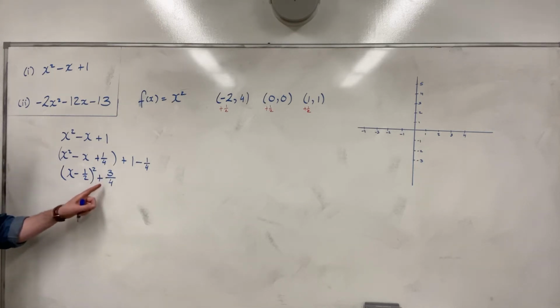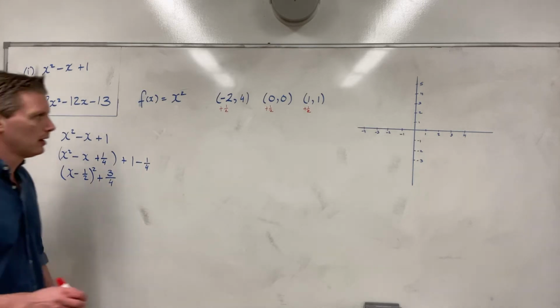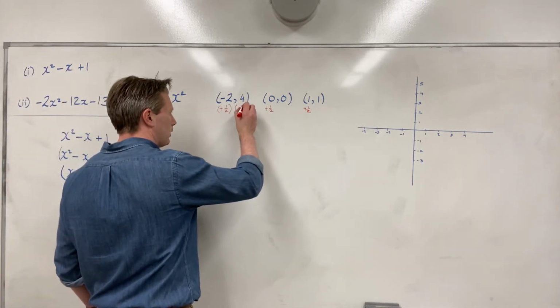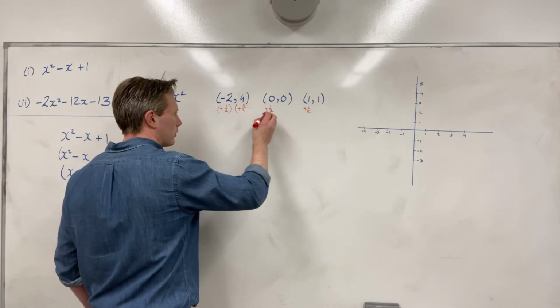This 3/4 here is, as I said, a translation upwards. It's a vertical translation up by 3/4. This will only affect my y values. How will it affect them? All my y values will increase by 3/4. So my y values, put parentheses around this, these will increase by 3/4.